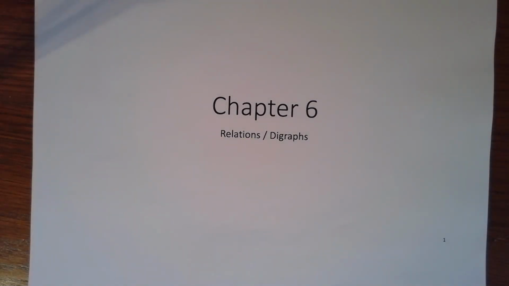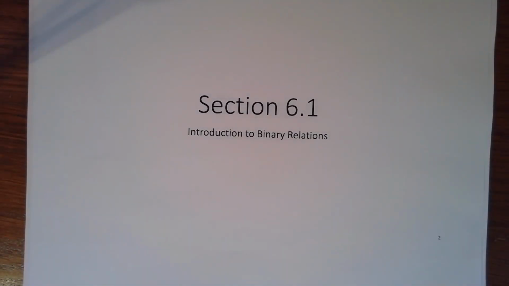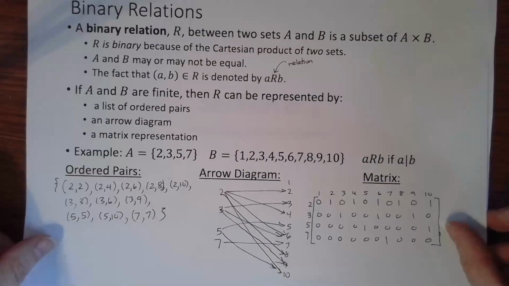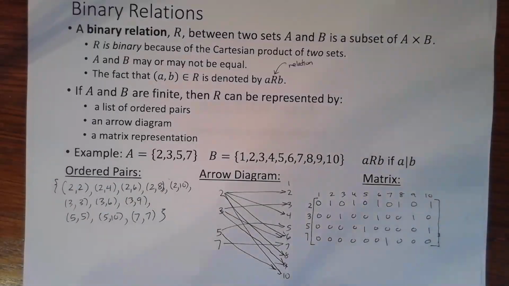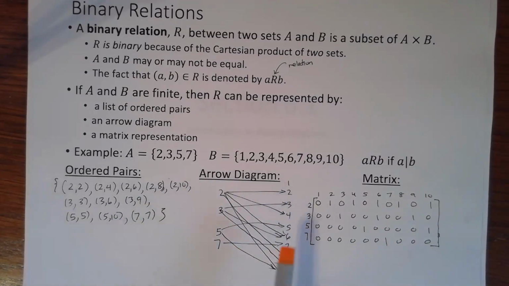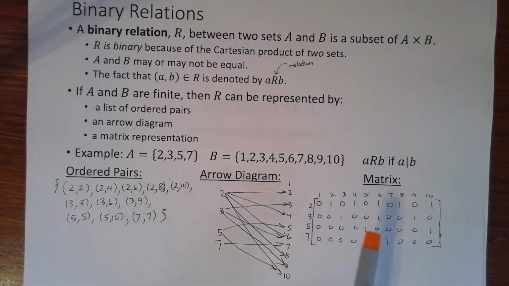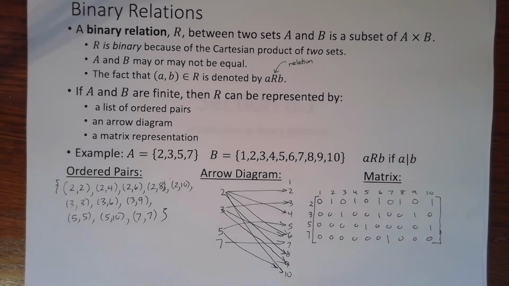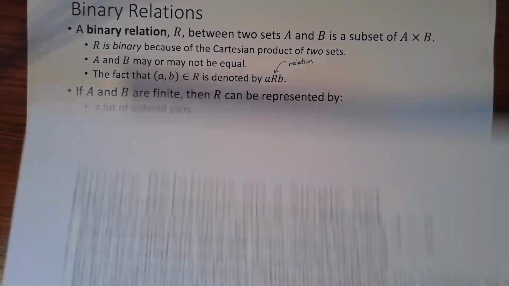Alright, we're going to be looking at Chapter 6, and we just briefly started looking at binary relations. In particular, we looked at 3 different ways that we could represent a binary relation: as a set of ordered pairs, using an arrow diagram, or using a matrix. Okay.